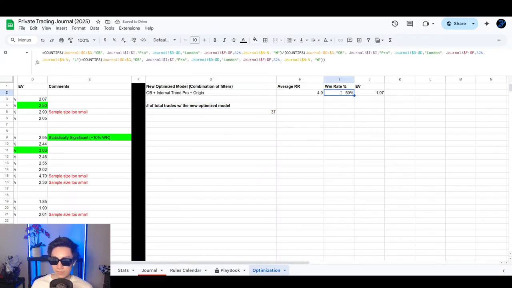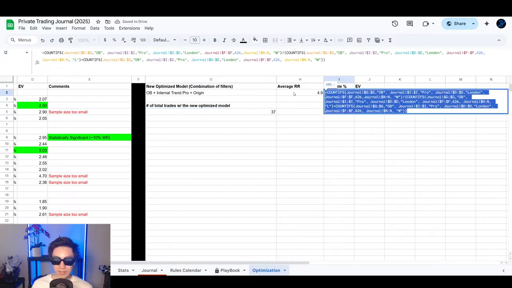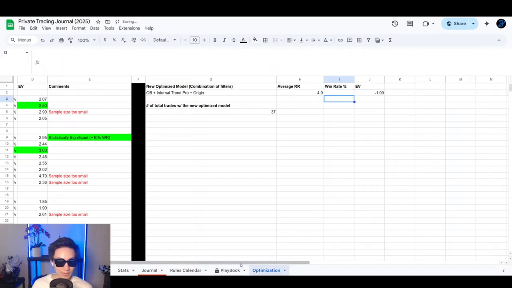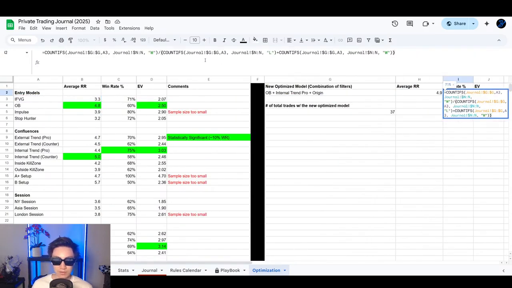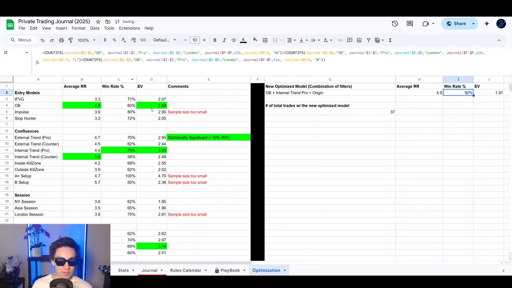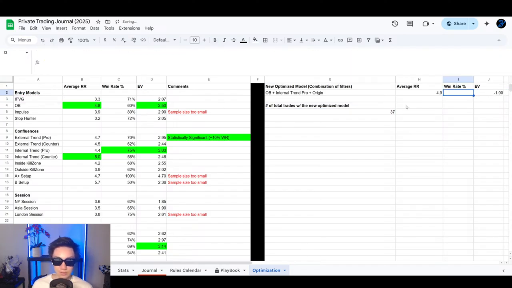And then now if we go to the win rate, we'll do the same here. I'm going to delete all this because it is kind of a mess here, and I'm going to restart. So let's start with the OB one. It'd be easier to do.